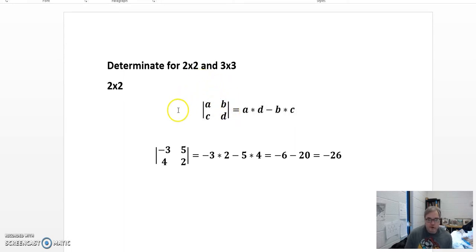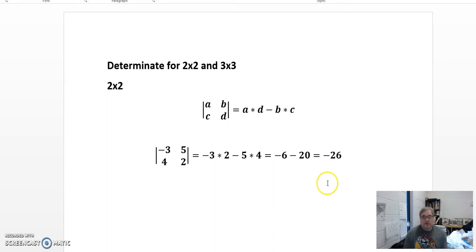I could also use the abbreviation D, T, times a matrix, or of a matrix. And it just means for a 2x2 to multiply this diagonal and subtract the product of that diagonal. So A times D minus B times C. And you're going to do that every time. It's always a subtract. So here I have a little 2x2. I want the determinant. Negative 3 times 2 minus 4 times 5. And that gives me a negative 26.